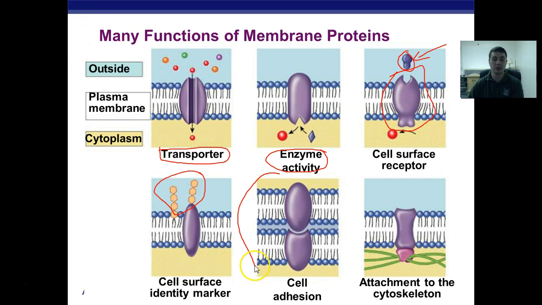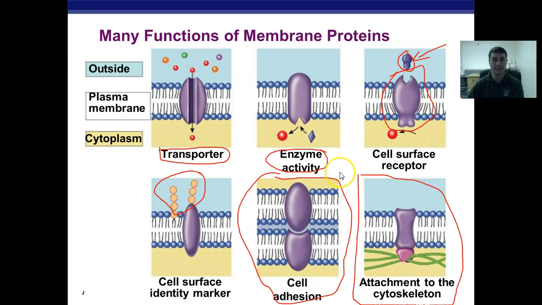You have cell adhesion proteins, and their only job is to hold cells together and make sure they don't float away or drift away. And then you have attachment points to the cytoskeleton. Remember how we talked about the cytoskeleton and how it keeps the cell shaped correctly? Well, the cytoskeleton anchors itself in the cell membrane, just so the membrane doesn't collapse in onto the cell. These proteins actually hold the cytoskeleton pieces together.